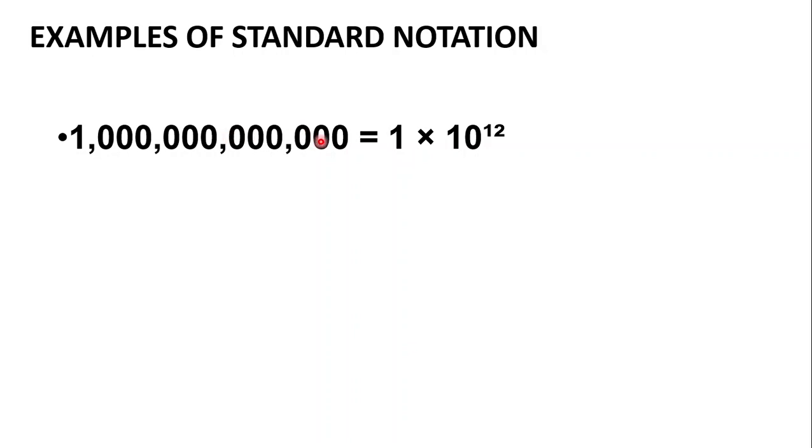So 1 times 10 to the power 12 is the scientific notation, also called standard notation. It's read as 1 times 10 to the power 12. So it's easy to read this same number when expressed in scientific notation or standard notation. All you have to do is shift the decimal.